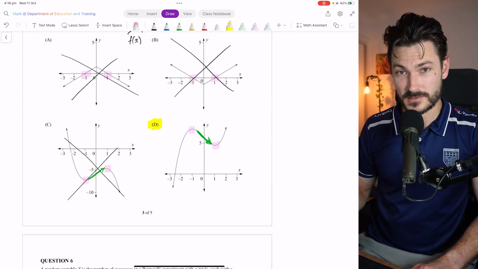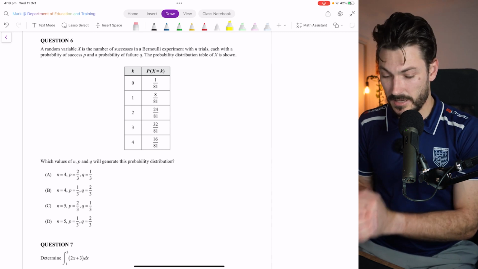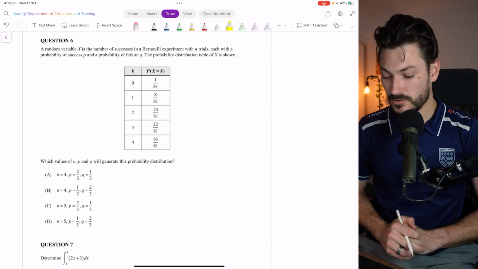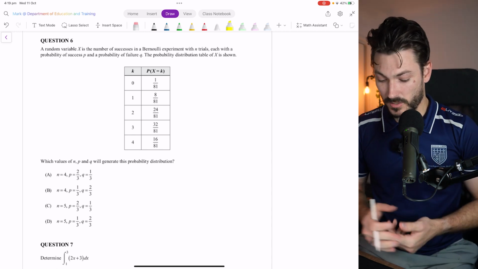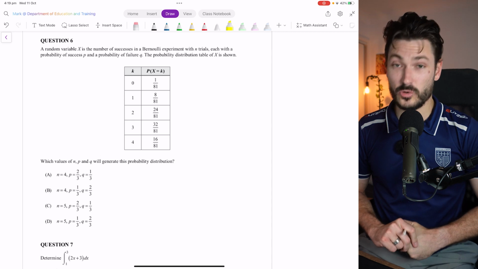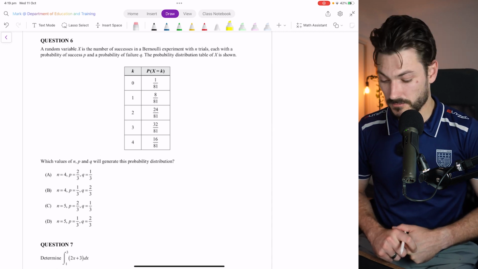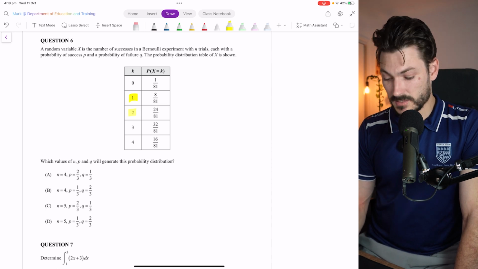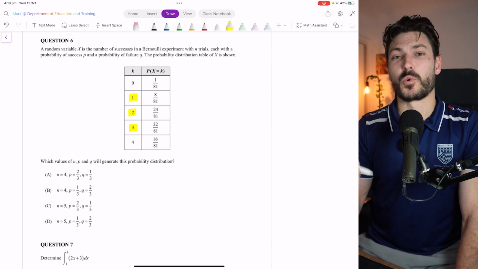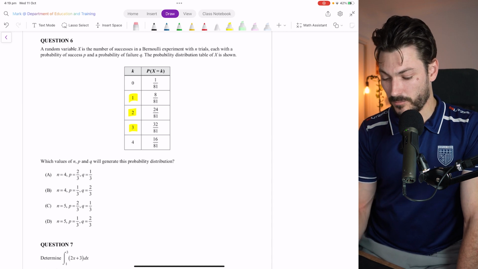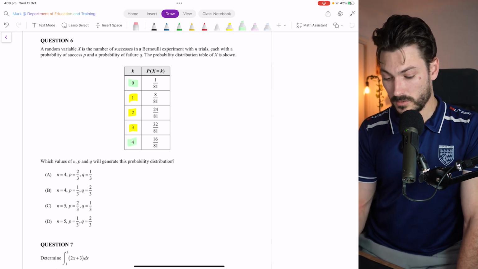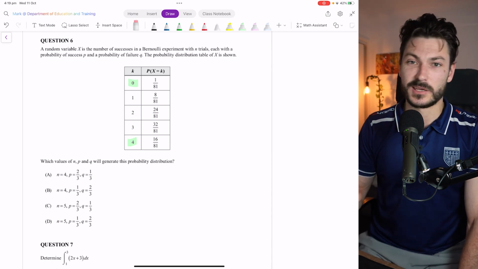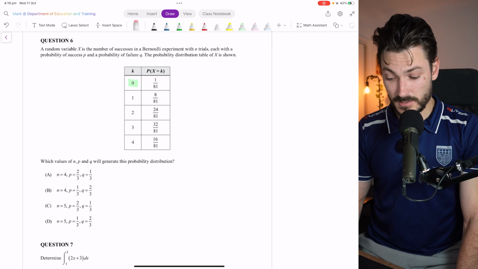Let's move on to question 6. Okay, so I have a probability distribution table of X, and it's a Bernoulli experiment with N trials. So the question is, what values of N, P, and Q would generate this probability distribution? Now, it's actually a really challenging question if you start thinking about 1 success, 2 successes, 3 successes. But what I want to focus on is, more importantly, 0 successes or 4 successes. I'm personally going to think about 0 successes, but you could do this in reverse by just thinking about 4 successes. It's up to you.